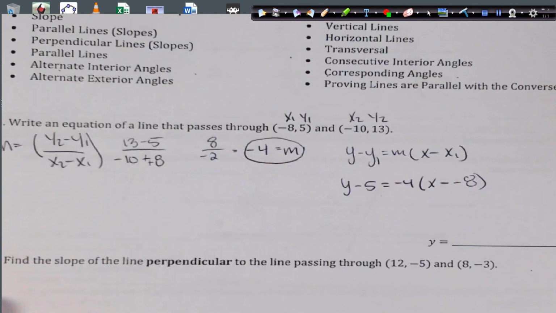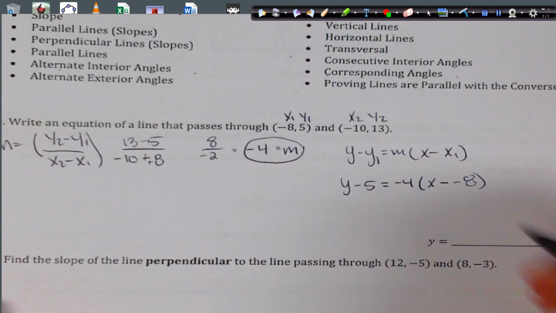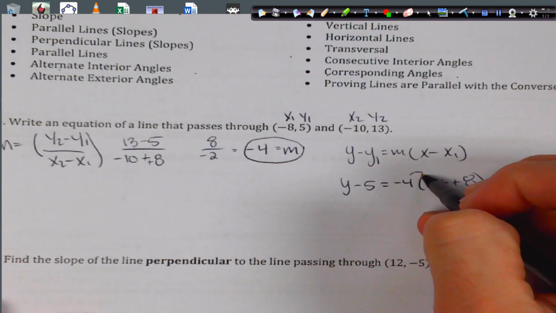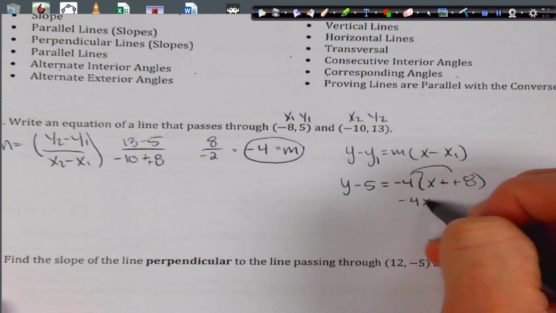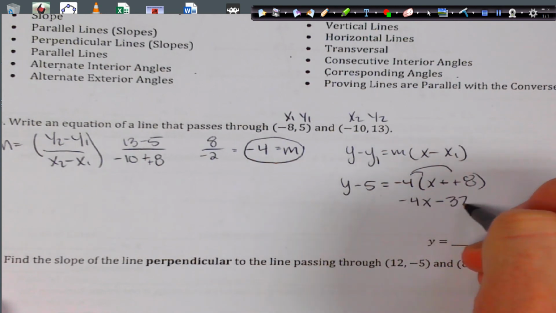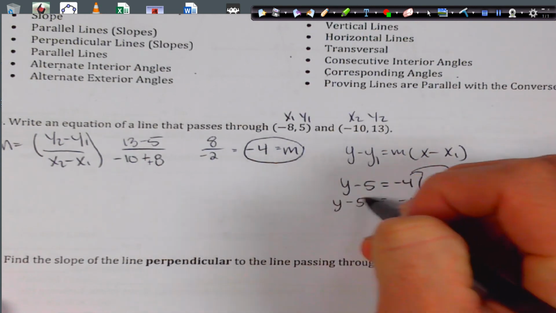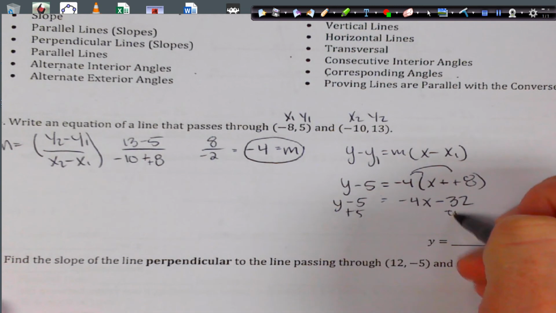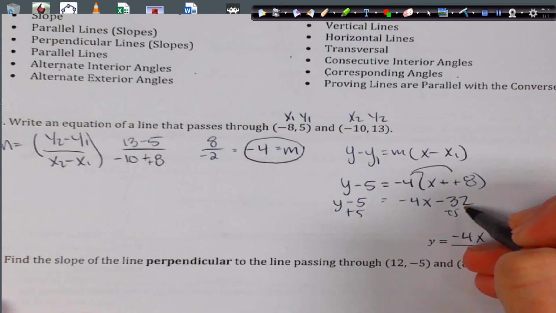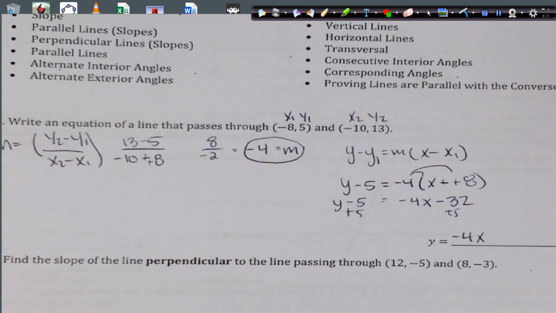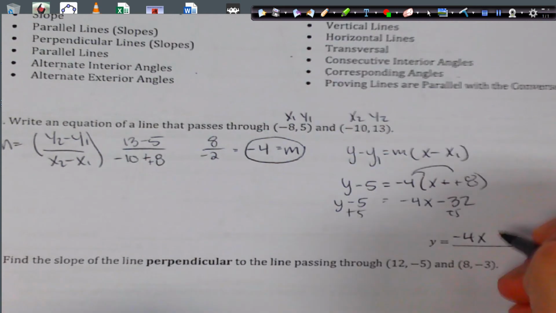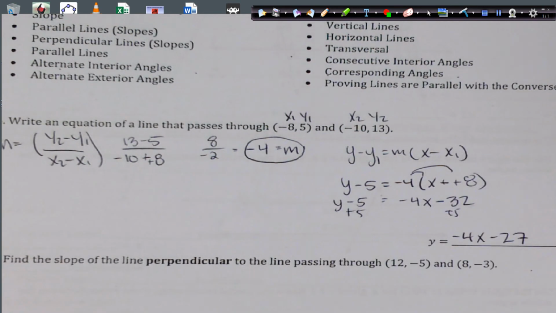Okay, if you look at our answer, it's supposed to be in y equals form. This becomes positive, so we have to distribute this guy, so that's negative 4x. That's going to be minus 32. And then we just have to add the 5 over, and we're going to get negative 4x, and negative 32 plus 5 is going to be a negative 27. Okay, so that's probably one of the most time-consuming problems there.